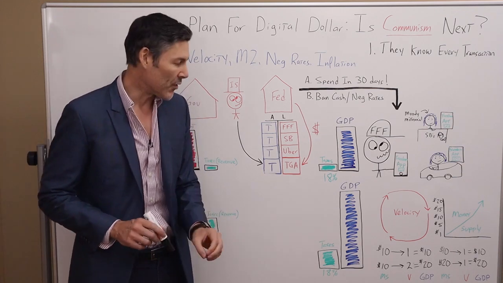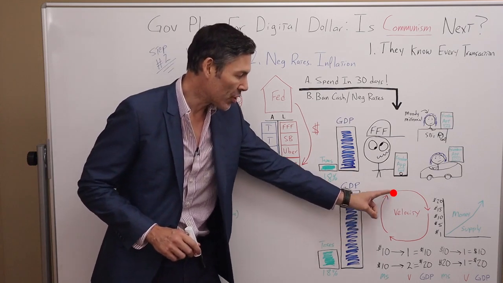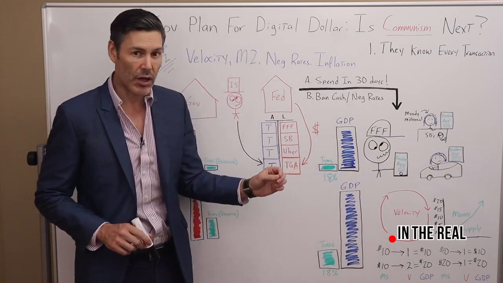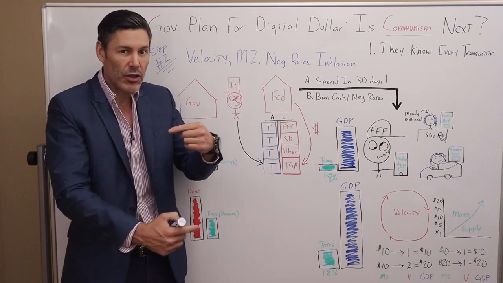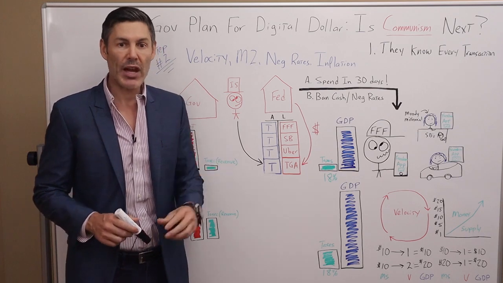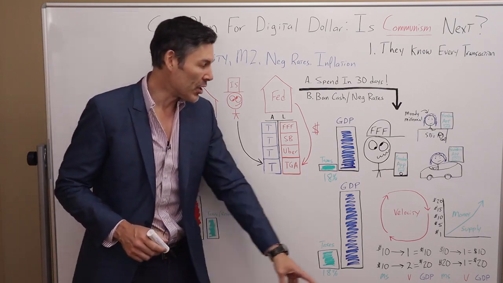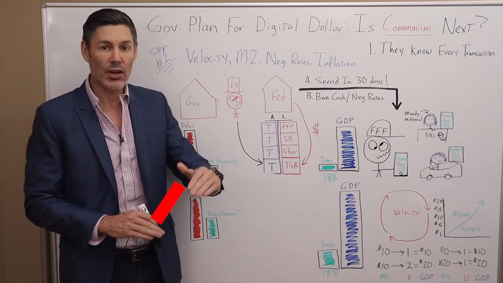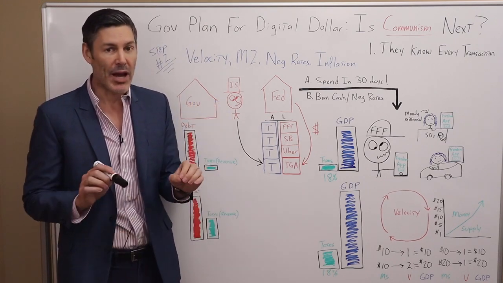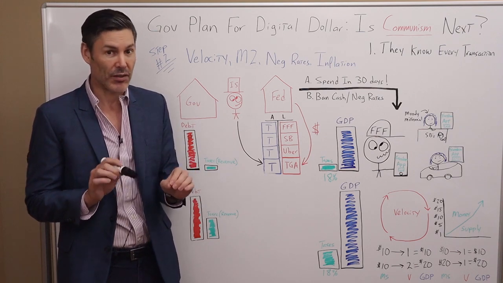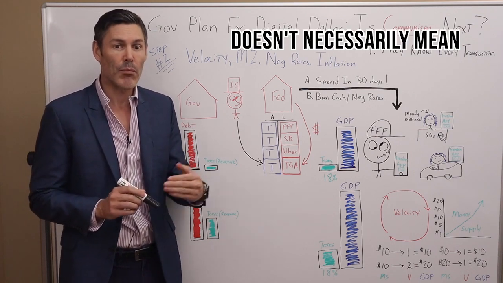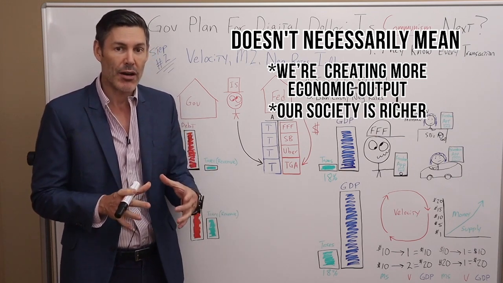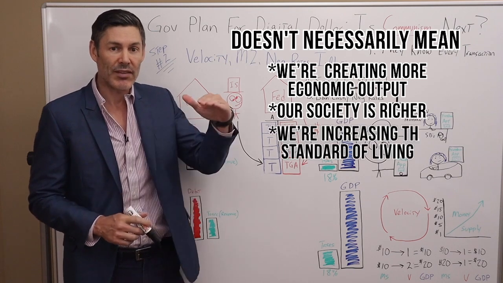Well, first, what is velocity? That's just how quickly the currency units go from one entity to the next entity in the real economy. It's how fast the currency units circulate. So there's two ways you can create inflation. You can increase the money supply or increase the velocity. This increases GDP. It might just be nominal GDP. So it doesn't necessarily mean that we're creating more economic output or that our society, our economy is richer or we're increasing the standard of living.